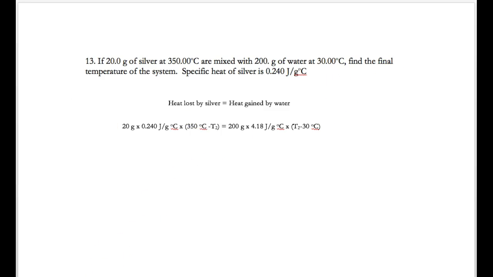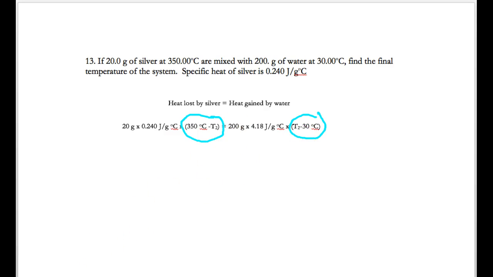You've got the value of silver on one side, mass and heat capacity. Remember, we articulated this value right here as always being high minus low, and ditto on the right-hand side, it's high minus low. So it's just important to remember that the 350 degrees silver is going to cool down and the 30-degree water is going to heat up.